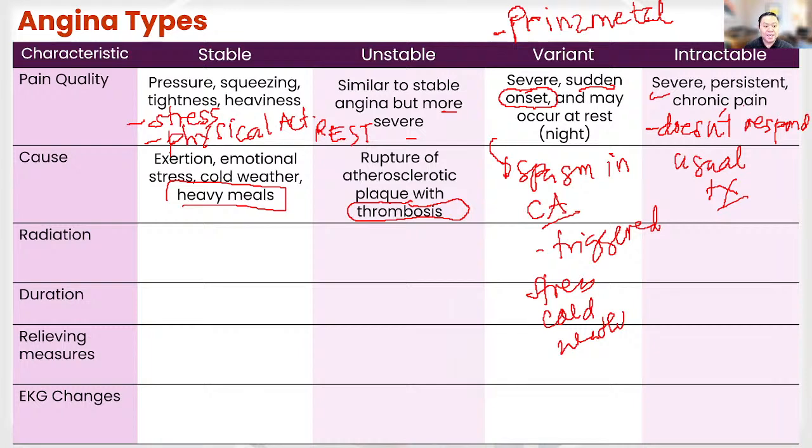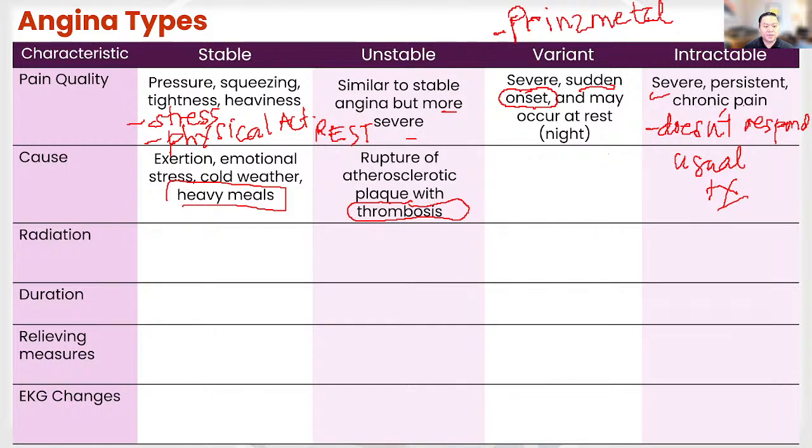Okay, now what about the variant type of angina pectoris? What do you think about the cause here? Well, it is caused by the spasm in the coronary artery. Like I said, it can be sudden in its onset, and it can occur anytime. Could be at rest, or it could be at nighttime when the patient is resting comfortably.